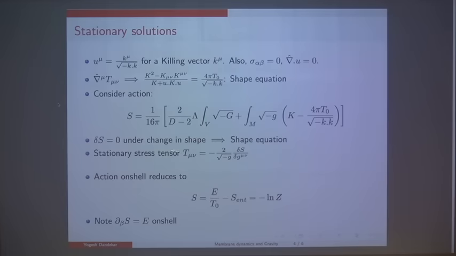I consider infinitesimal changes in shape, and imposing the condition that the variation of this action vanishes, I recover the shape equation. I also recover the stationary stress tensor by taking the variation of this action with respect to the induced metric. Notice that the action on shell reduces to just energy by T naught minus entropy if I identify this arbitrary constant T naught with the temperature of the stationary solution, which is just minus log of the thermal partition function. Notice that it obeys del beta S is equal to E on shell, as expected.